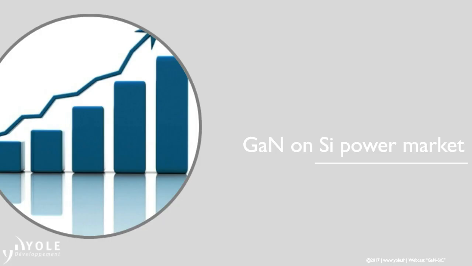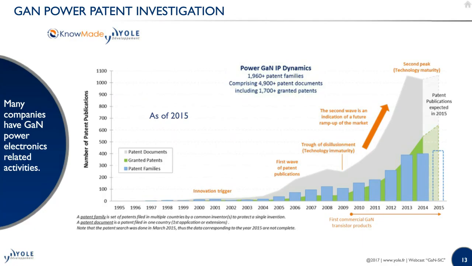That's about the SiC market, and now we will have a quick look at the gallium nitride market. In order to have a better understanding of the GaN power market, Yole and our sister company, Nomade, have done a patent scanning in 2015 concerning the GaN power activity. About 2,000 patent inventions related to GaN power electronics have been published worldwide until April 2015.